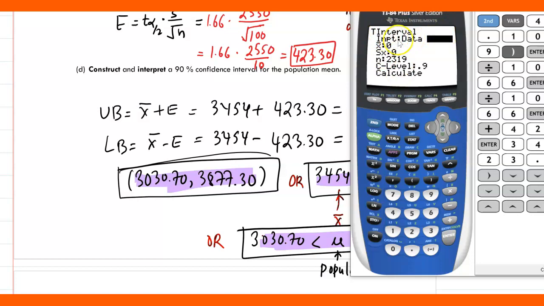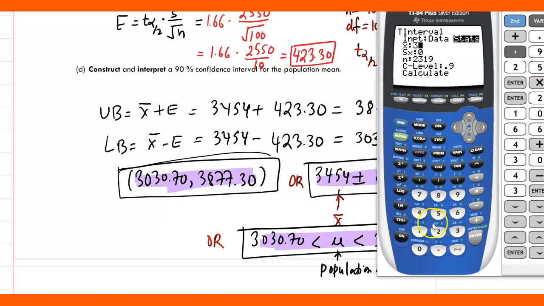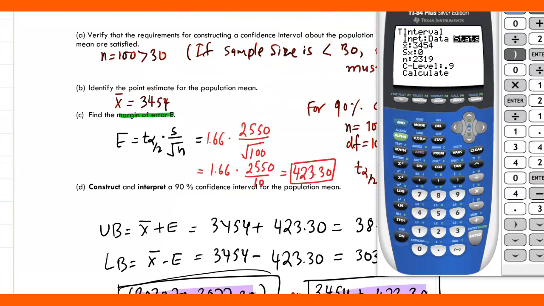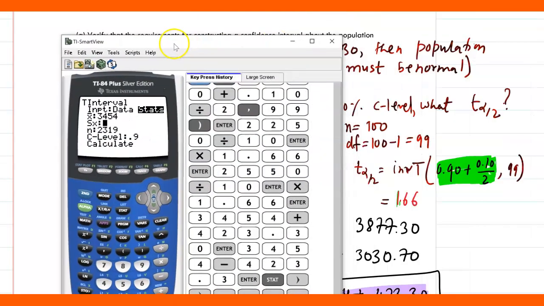Again, in number 8 you select Stats and you put the data, x bar, here. What's the x bar value we had before? 3454, that's the x bar. What's the sample standard deviation? Let's see, what is the sample standard deviation?